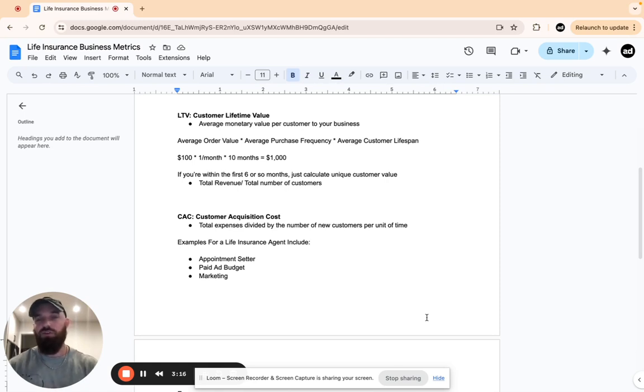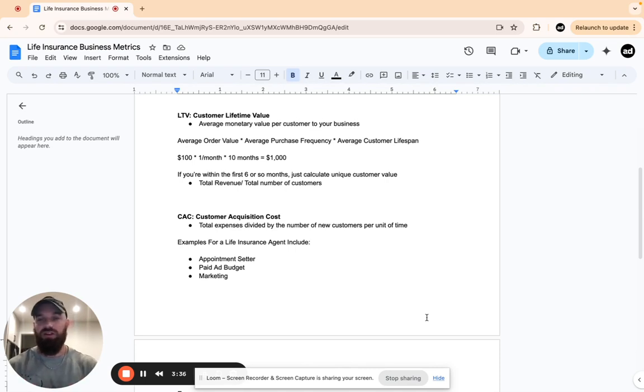In business terms, the way to calculate this is going to be what's called your average order value. You're going to multiply that by the average purchase frequency that a customer has from you. And then you're going to take that and multiply that by the average lifespan per customer that you acquire.